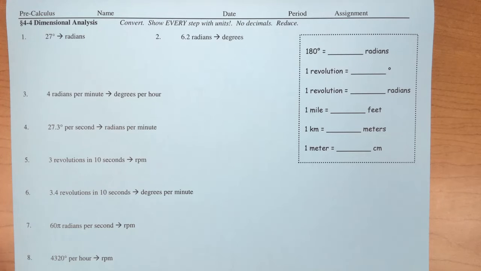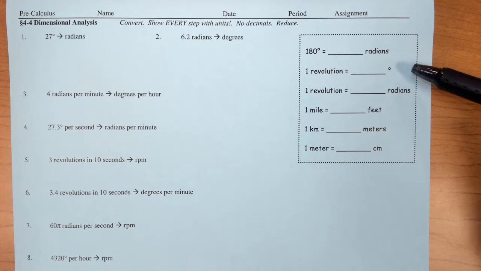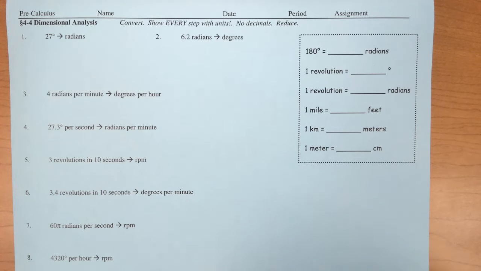Okay, so welcome to the angular velocity unit, day 1. We're going to start with some dimensional analysis. You guys have to be really solid on this if you want to be successful in this unit. So, find your handout that looks like this, and we're going to fill in this box up here in the corner first with some things that you guys need to have memorized before the test for this unit.